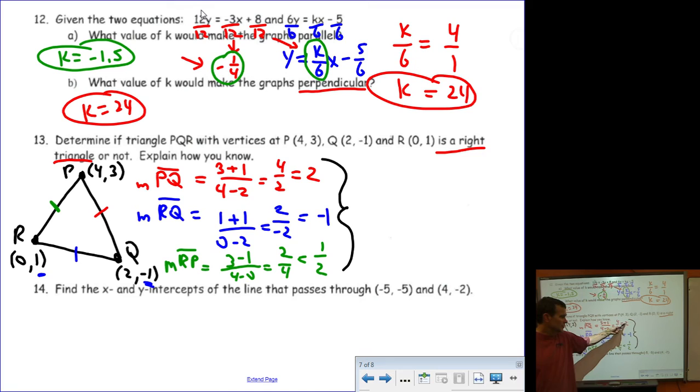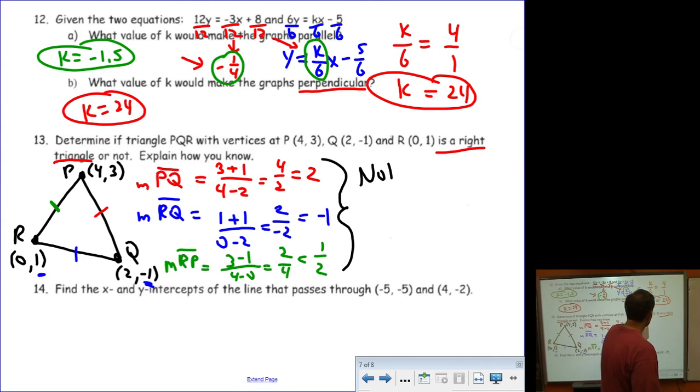I do notice that the red one and the green one are reciprocals, but they're not opposite reciprocals. So none of these three lines are perpendicular to each other, which means none of them form a right angle. So this is not a right triangle. Not a right triangle.